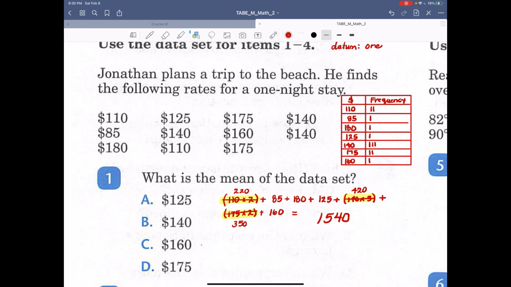Then to get the mean, that's the average, I'm going to divide by 11, because he checked on 11 different hotels. So 1,540 divided by 11 equals $140. So the average price was $140. We had some that were much less than that and some that were much higher than that. But the average price of a hotel is $140.